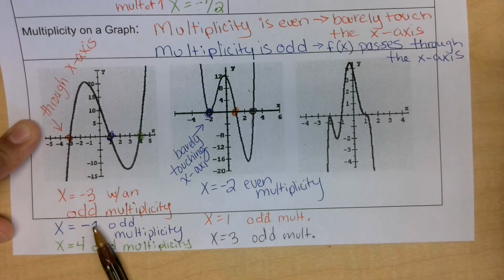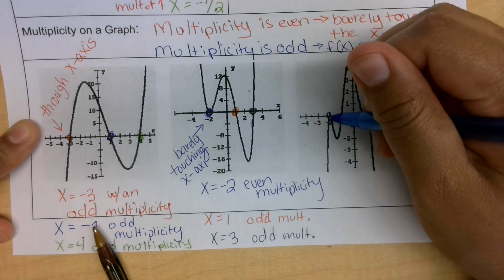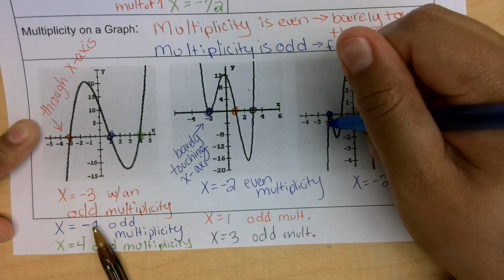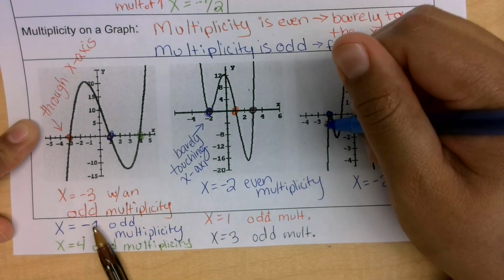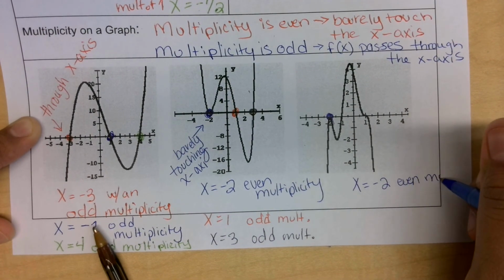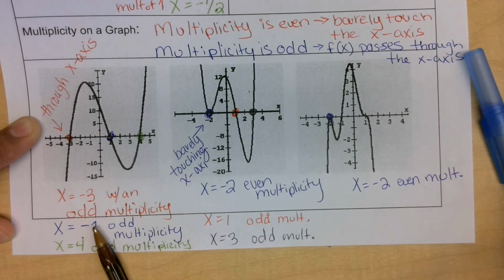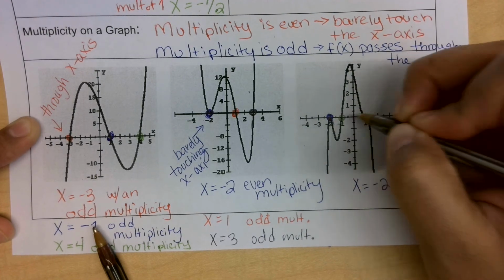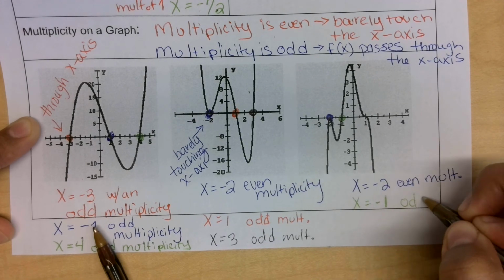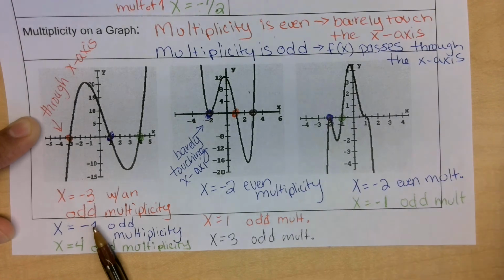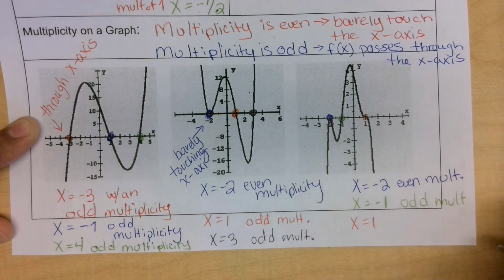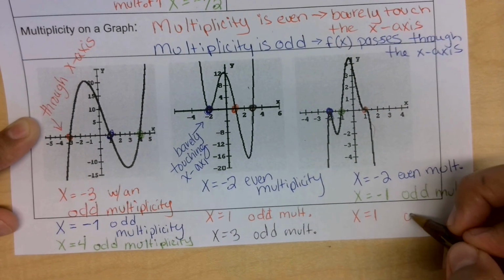All right, so hopefully you paused the video and you tried this example. So right here, x equals -2. And notice that it's barely touching it because it comes up to the -2 and then goes down, but it doesn't go through. So that is an even multiplicity. Now let's look at the next one. The next 0 is x equals -1. And it goes right through it, so that's an odd multiplicity. And then the last one, it goes through right here, is x equals +1, and it goes right through it, so that is an odd multiplicity.